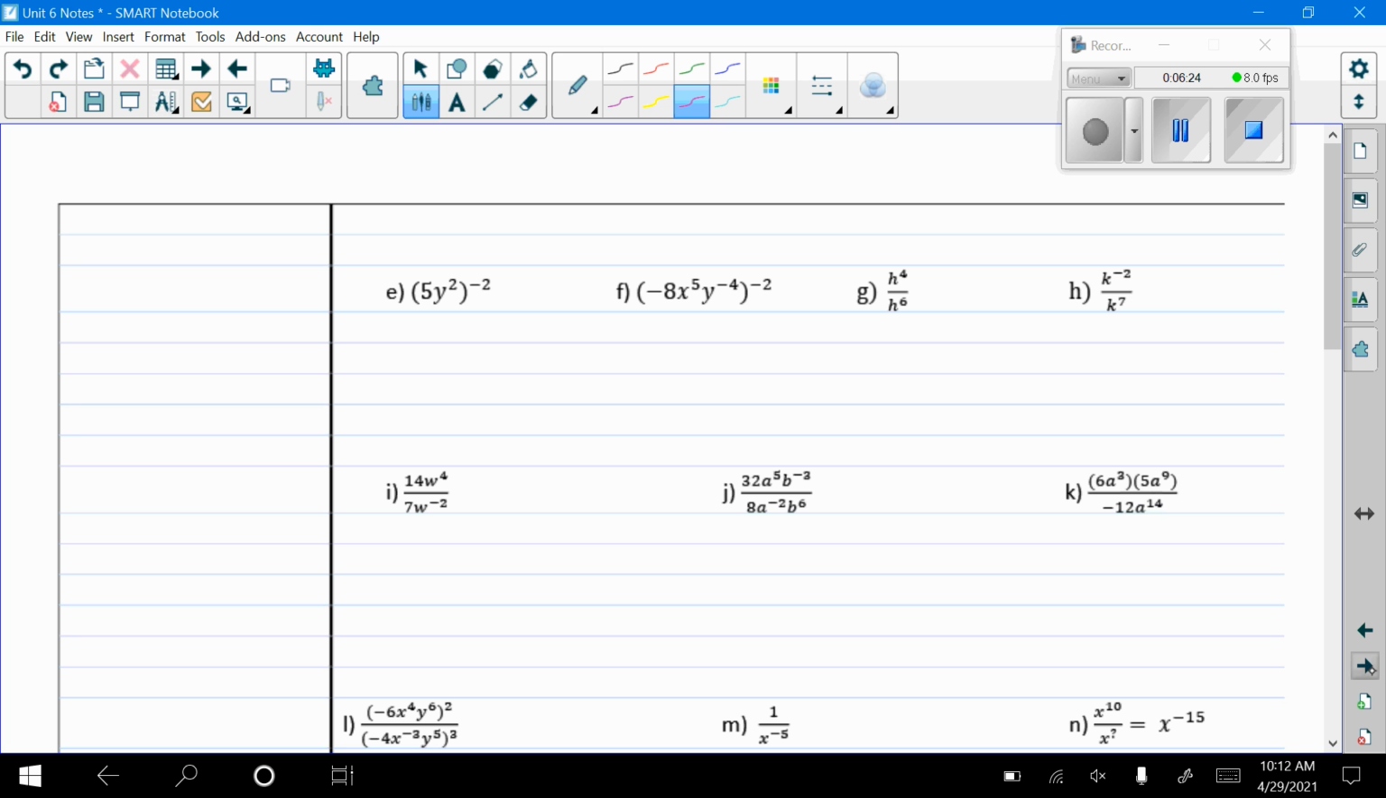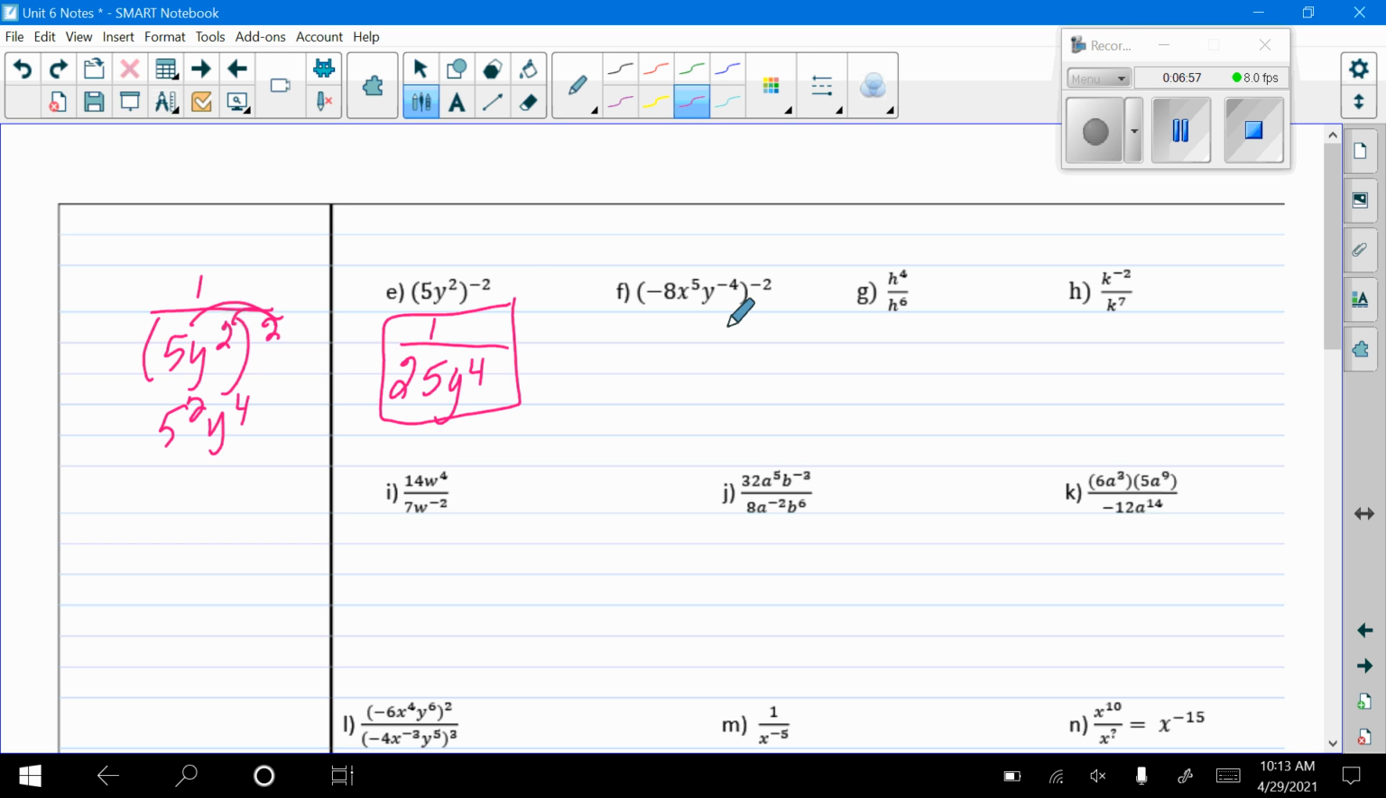All right, the following ones, I'd like you to try a few of these all the way through as we get to them. Pause me at any point in time and try them on your own. So this first one, I end up with doing the same thing. I would actually say that it's 1 over 5y squared now to the second power because I moved it to the bottom. And then I would distribute this. So I get 1 over 5 squared y to the 4th, which is 25y to the 4th.